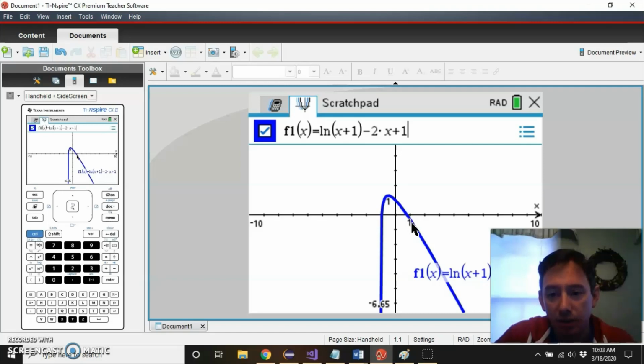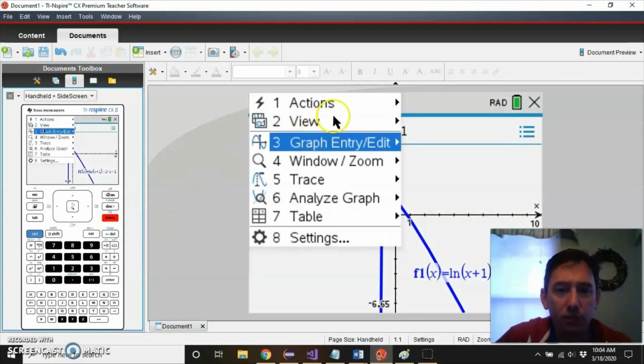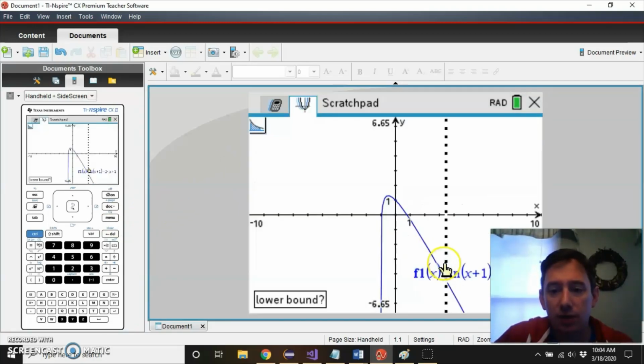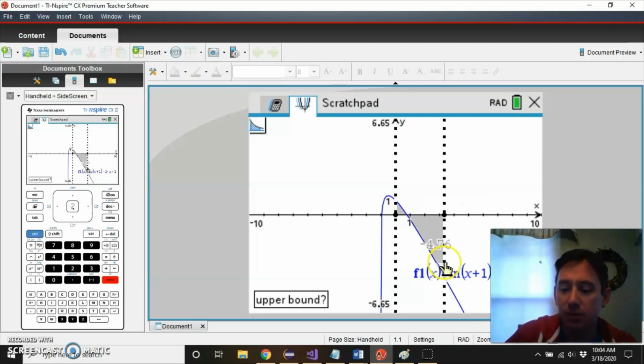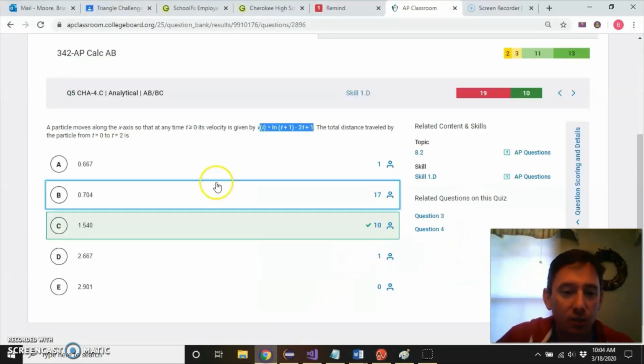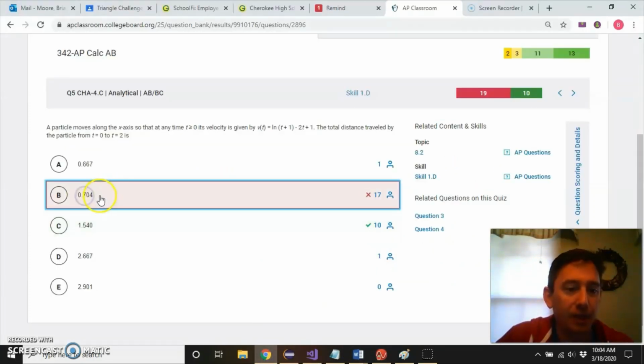But then you notice from that point up to 2 minutes, we're moving backwards. And the trick with this question is that we were asked for total distance traveled and not just the displacement. So if I were to integrate this thing from 0 to 2, we get negative 0.704. So let me just see, yeah, that's sort of one of the wrong answers.